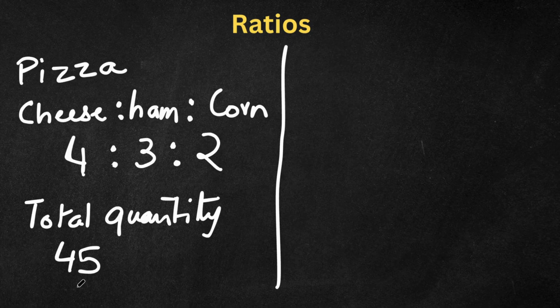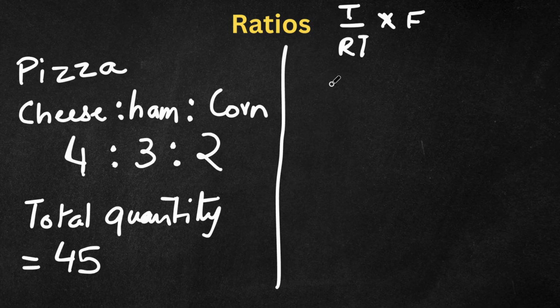Okay, so in our latest example, let's say there is a pizza which should be made with cheese, ham, and corn, and this should be in the proportion of 4:3:2, right? And the total quantity of the products is 45. So how much cheese should be there, how much ham should be there, how much corn should be there, right? We will use the same formula that we used. I will just write it in short. Total over ratio total times factor. If you use this formula, there are rare chances that you can go wrong.